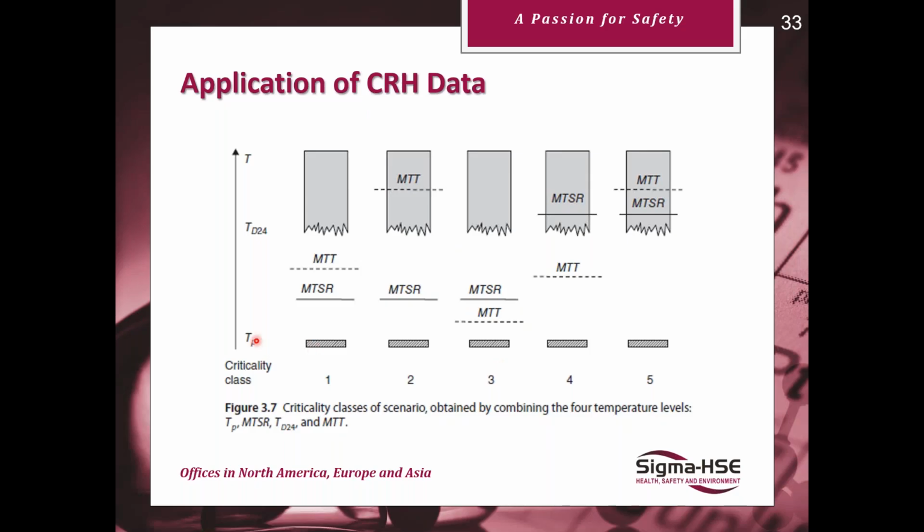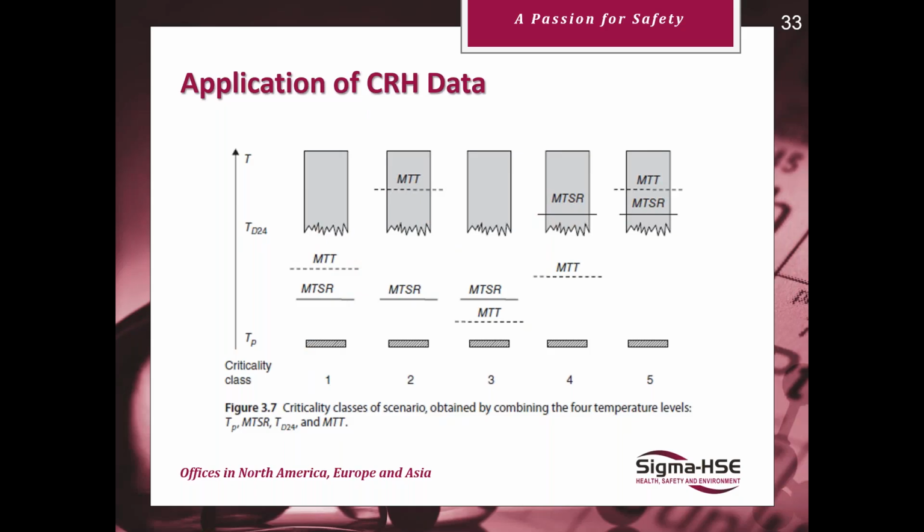So we have the process temperature down here, the MTSR, and the maximum technical temperature. So that's the temperature at which your solvent system starts to boil. We then have the temperature at which the time to maximum rate for that decomposition is 24 hours. So it's abbreviated to TD24 here. And you can see how that's presented here in this graph by these grey boxes with the zigzag line.